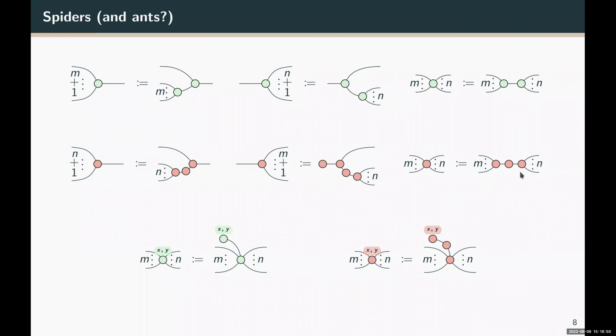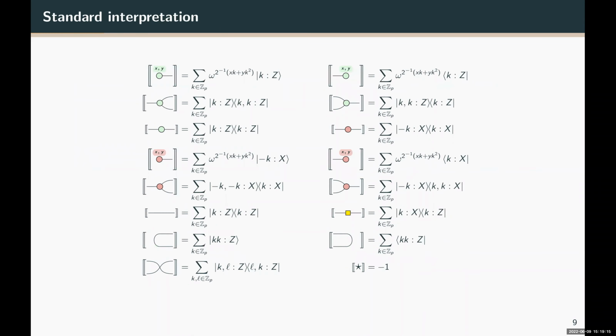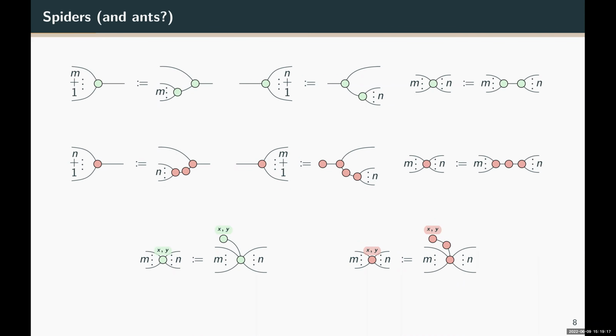Given this definition for the phaseless spiders, we can then define the phased spiders in the same way as you would for the qubit ZX calculus, by composing with a phased unit. And for the red spider, analogously, but once again, we have this extra antipode that we have to add in for the construction to work. Okay, so this is the set of all generators for the calculus.